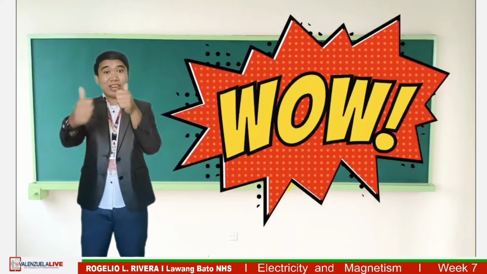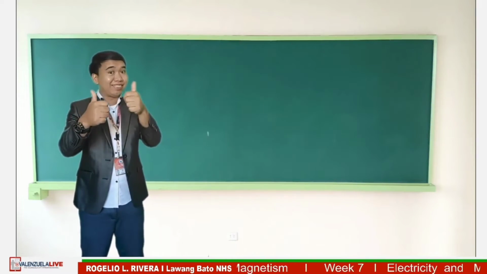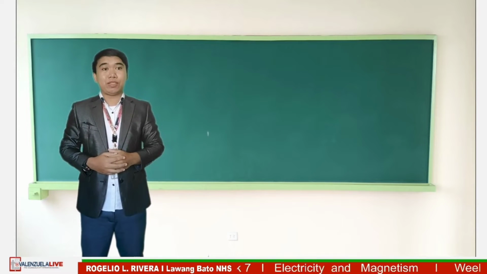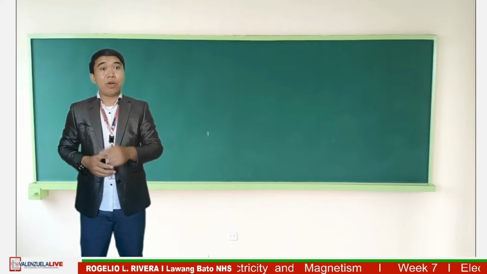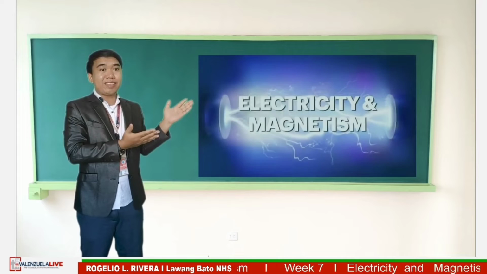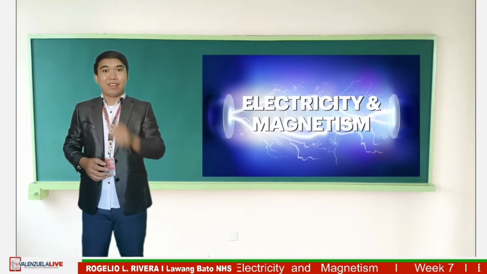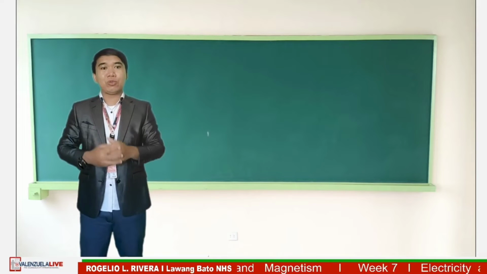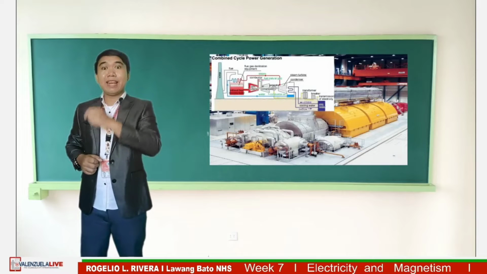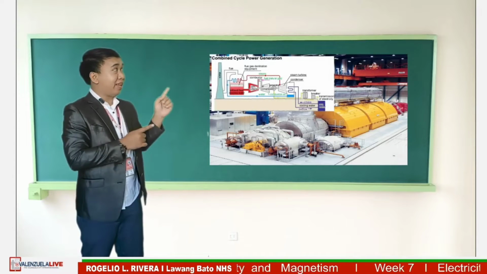Learners, congratulations for those who got 2 and above scores. Okay class, the sets of pictures that were shown a while ago are related to our topic, which is electricity and magnetism. Alright class, I want you to watch this video clip, and later we will have an exciting activity for this.